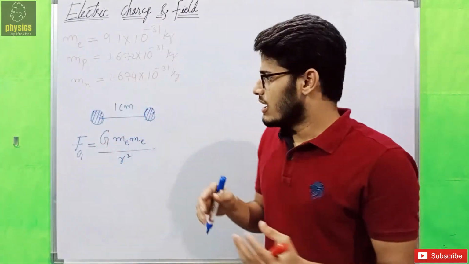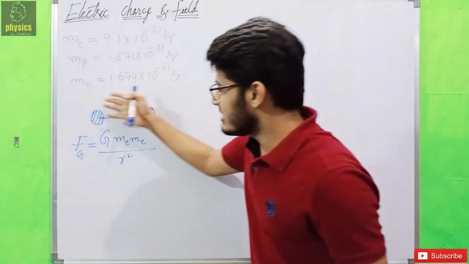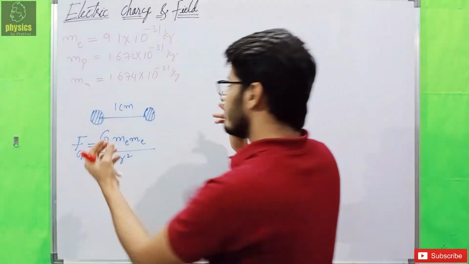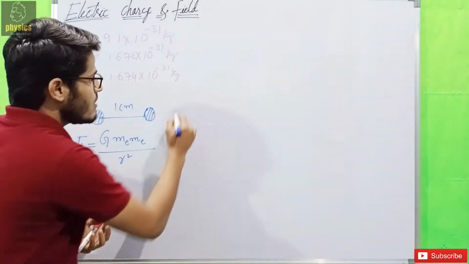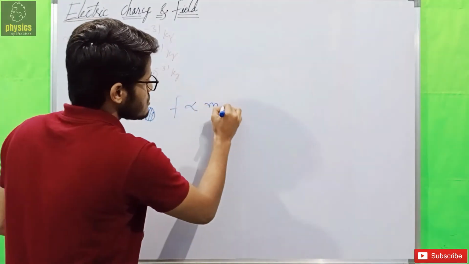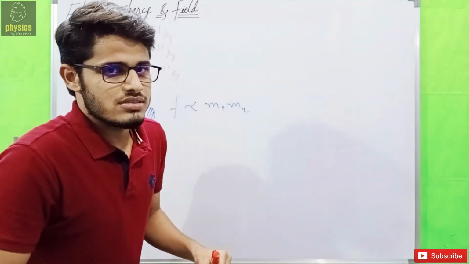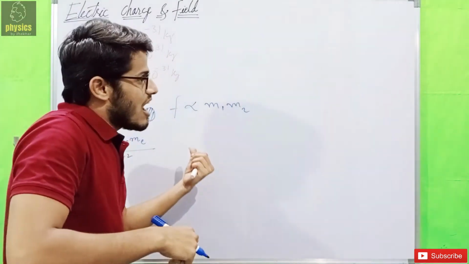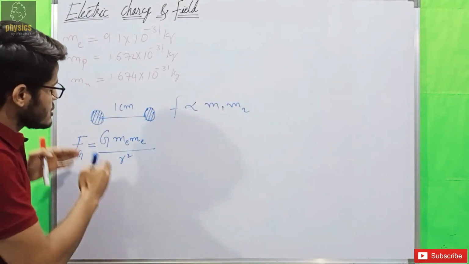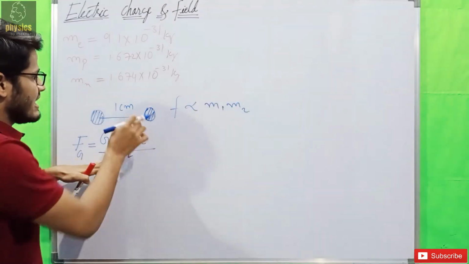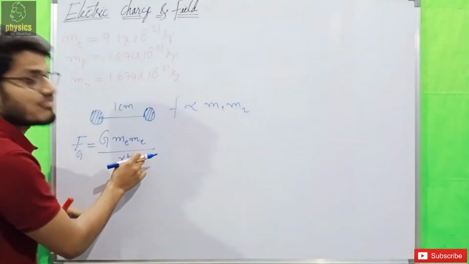Actually, how did we discover this formula? First, we saw experimentally that if we increase the masses, the force between them increases. So that's why we have written that force is directly proportional to m1 m2. And one more thing we noticed with the experiment, after which we wrote this expression. It is not like because of this expression they behave like that. Actually, because they behave like that, we have this expression.